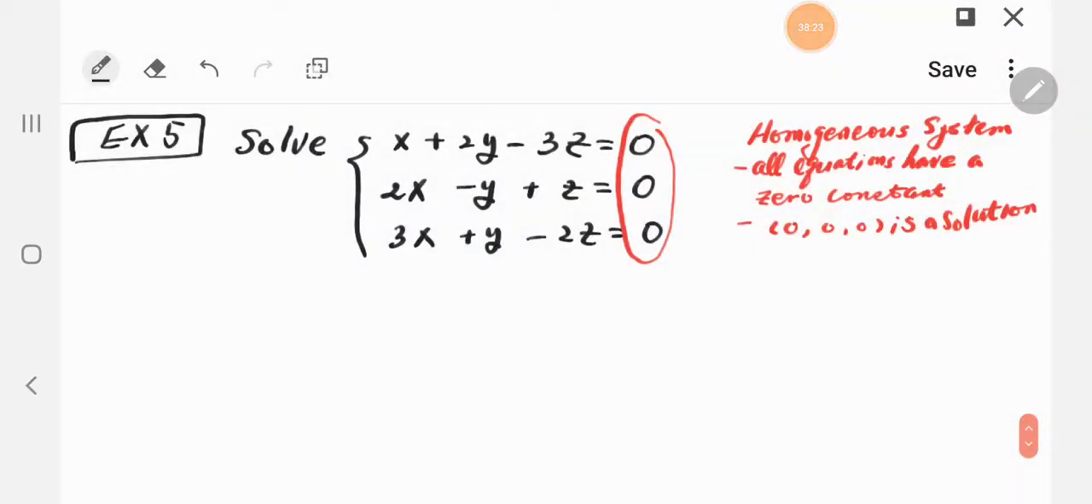Okay, example 5. This system of equations has zeros on the right side of the equation. So the constant part of each equation is 0. Then we call it a homogeneous system. And 0, 0, 0 is a solution of this system of equations. Let's check this one. So let's say this is equation 1, equation 2, and equation 3.